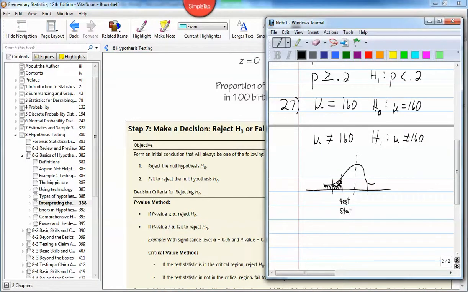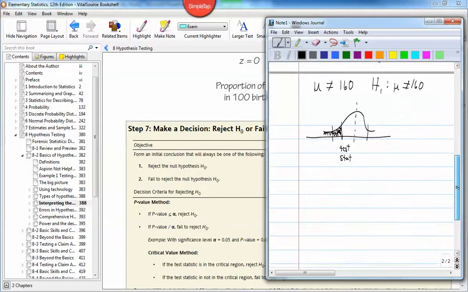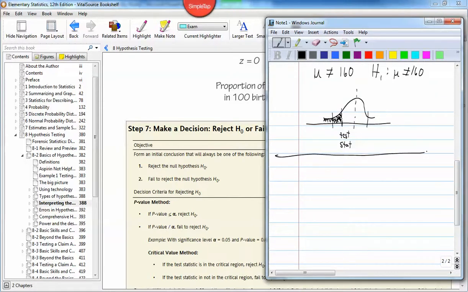So that is definitely worth writing down and looking at a couple times a day until you remember it. If the p-value is less than or equal to the significance level, reject the null hypothesis. If the p-value is greater than the significance level, fail to reject the null hypothesis.